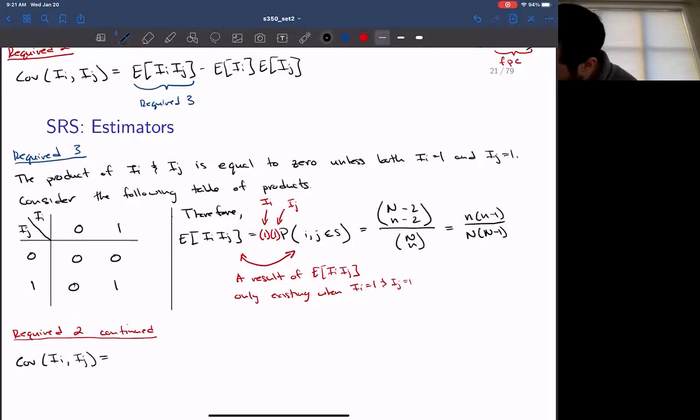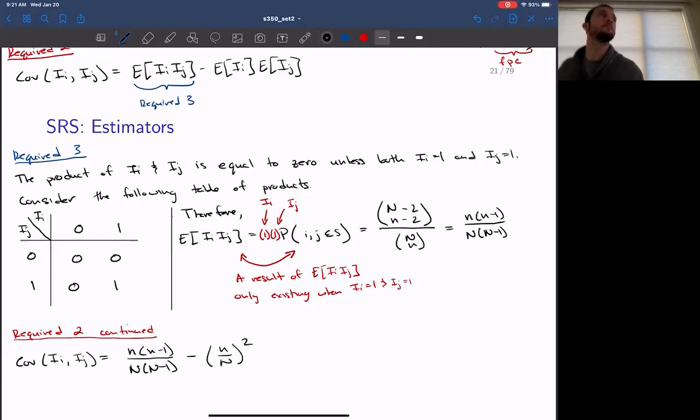So this is going to be little n multiplied by little n minus 1, over capital N multiplied by capital N minus 1, minus little n over capital N squared. And this will be negative little n over capital N, 1 minus little n over capital N, multiplied by 1 over capital N minus 1.